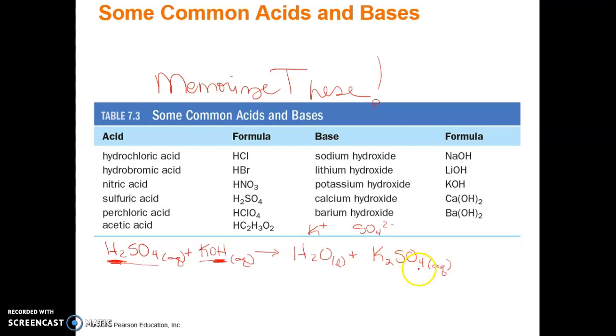Let's see, one sulfate. I see that I have 2 potassiums here, but I only have 1 here, so I'm going to throw a 2 out in front there. Okay, so that gives me the 2 potassiums, which is good. But I notice here that I have 2 hydrogens plus 2 more hydrogens on the left, so I have a total of 4 hydrogens on the left, but on the right I only have 2 hydrogens.